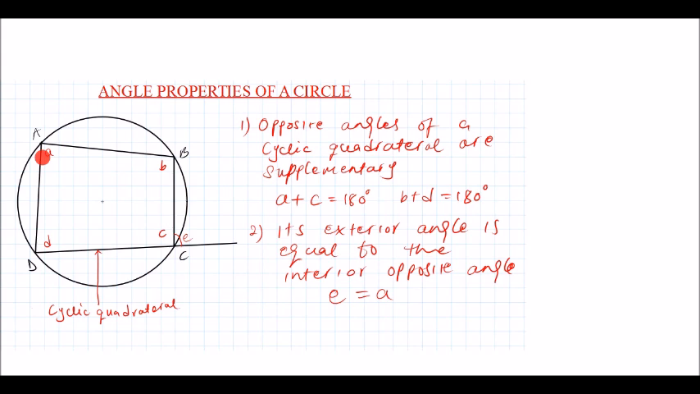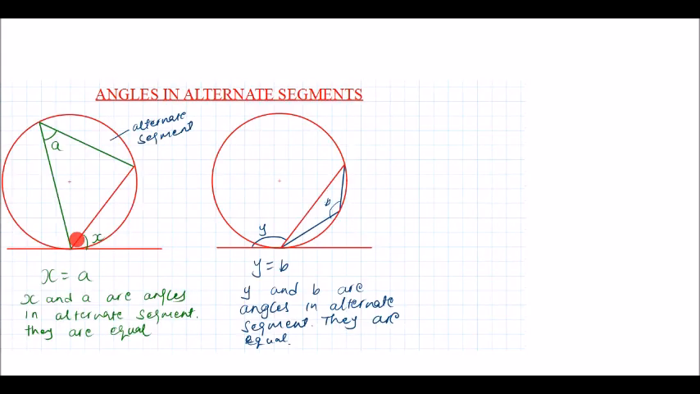Exterior angle is equal to the interior opposite angle, which is A. A and A are equal. So that's another property that we also use when we are solving angles involved in a circle. So you can put that down if it is clear. Then we move to the next.